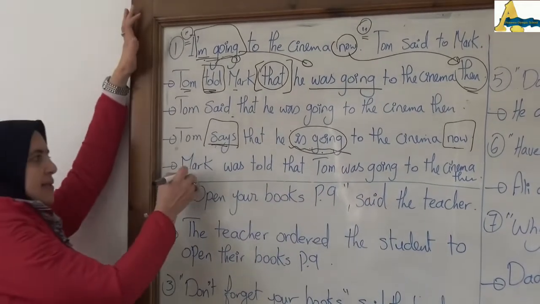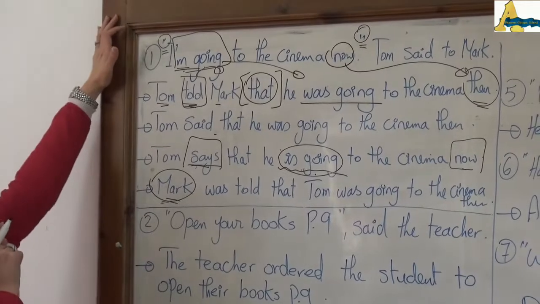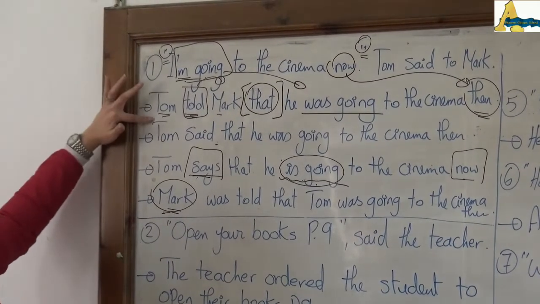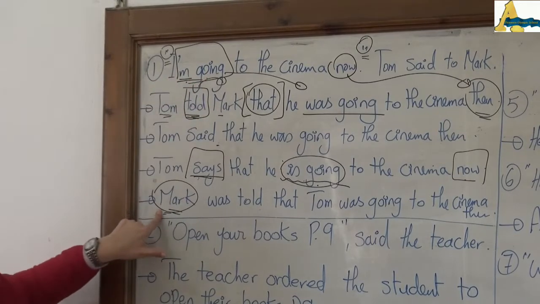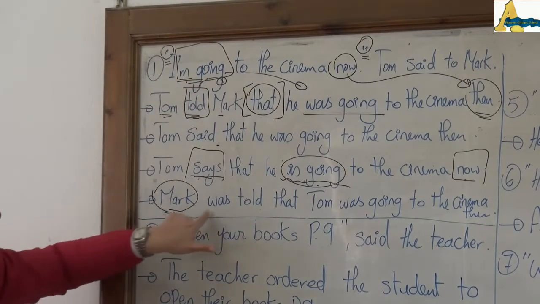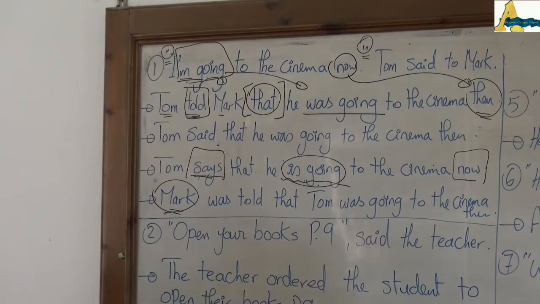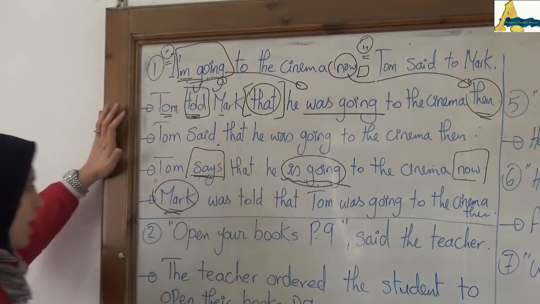Mark is the person who was told the information. He is not the speaker, he is the receiver. But Tom is the speaker. So I said Tom told Mark. But if I started with Mark, it became passive. So I said Mark was told that Tom was going to the cinema then. This is a statement that ends in a period here.